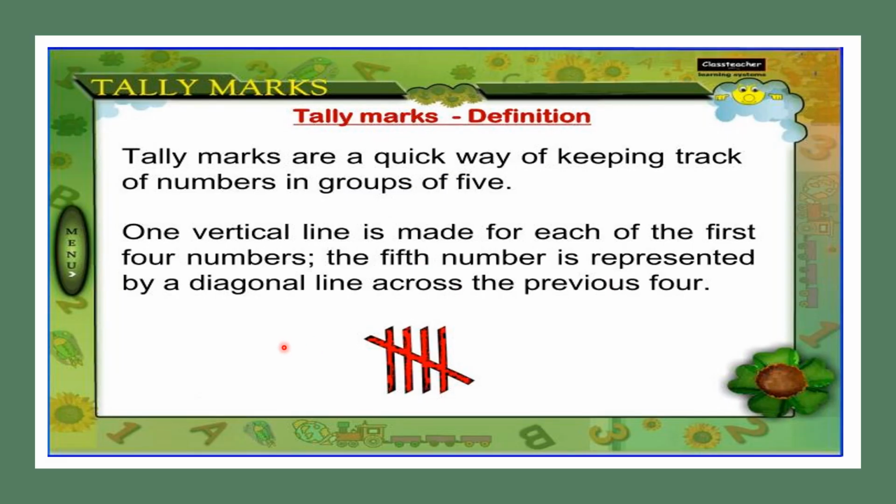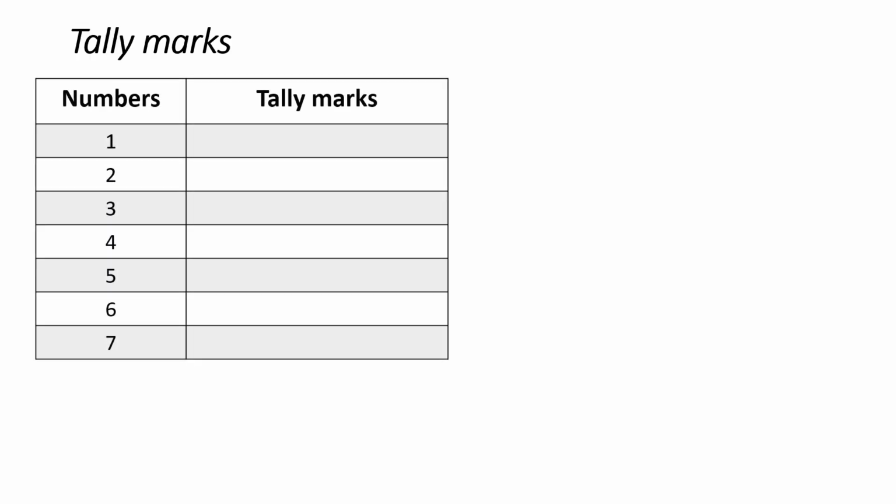That tally tale tells us one vertical line is made for each of the first four numbers, and the fifth number is represented by a diagonal line across the previous four. And tally marks are a quick way of keeping track of numbers in groups of 5. Now we will learn how to draw tally marks.